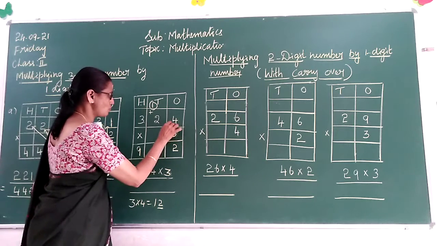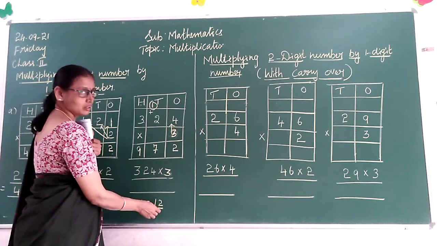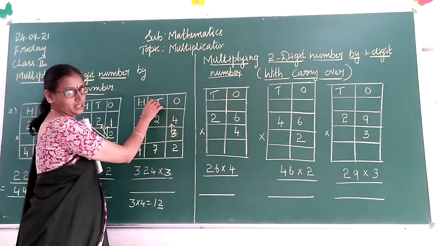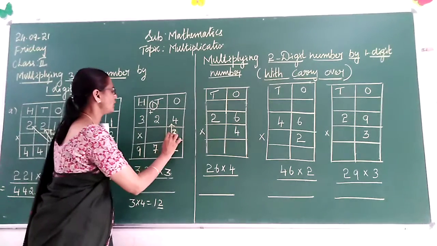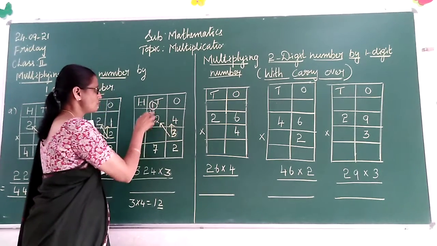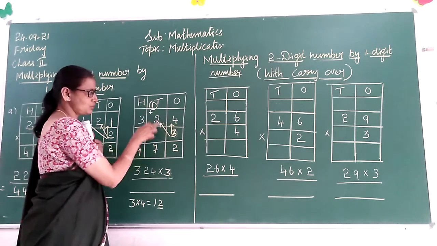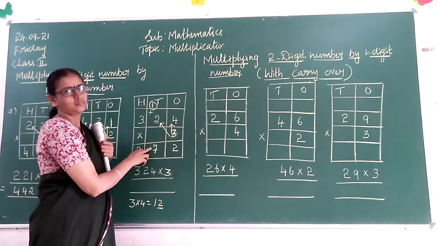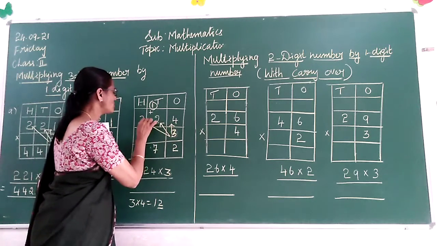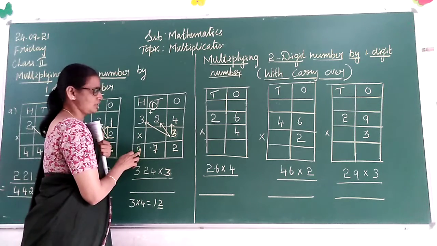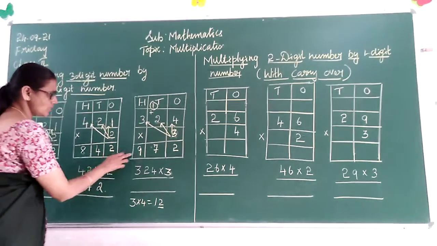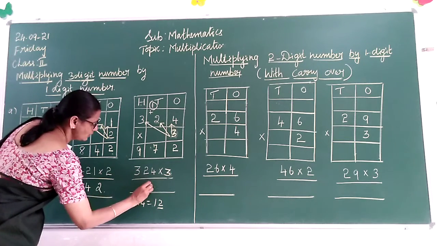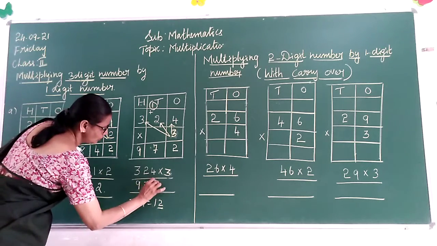Okay, first step is 3 fours are 12. 2 in the 1's place. 1 carry over. Second step is you multiply 3 twos are 6. 6 plus 1 is 7. Next step is 3 threes are 9. So the answer is 972. 324 into 3 is 972.